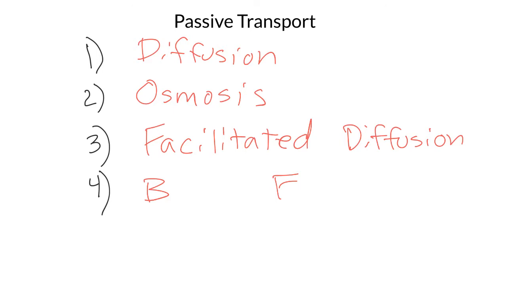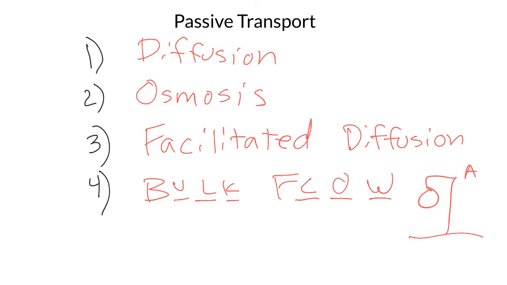Brigham, it's on the tip of your tongue. Okay. B-U-L-K. You got an L in there. Bulk flow, good. Man, you guys are good. All right. So bulk flow, or you could also call this filtration, which occurs through the kidney, through all of your capillaries. That's how fluid is pushed out of the capillary pores, okay?